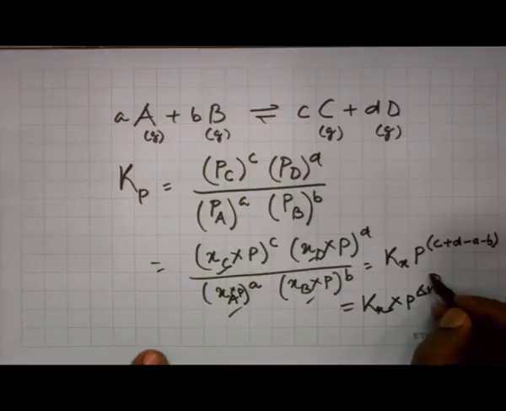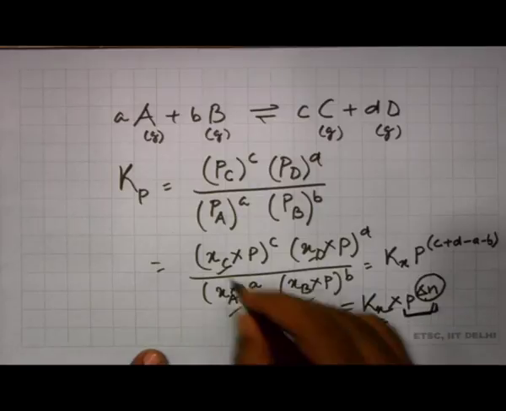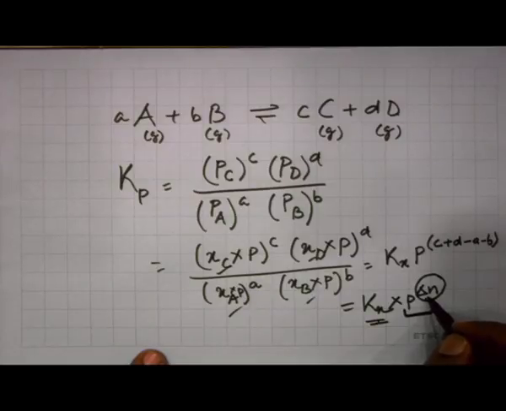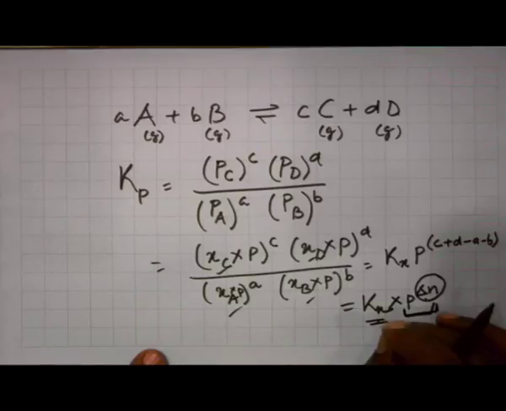Just look at this: if delta n is positive, what does that mean? This term will be greater. If I increase the pressure, this term will be higher, but Kp is constant. So, what needs to change? Kx will change. If delta n is positive, Kx must decrease, and it will decrease when product goes to reactant. On the other hand, if delta n is negative, then Kx should increase, since Kp needs to be constant, and Kx will only increase when product is formed in greater amount. So, the reaction will shift.